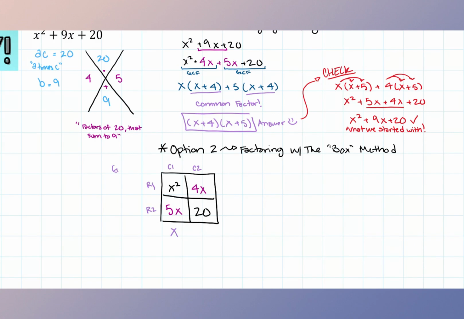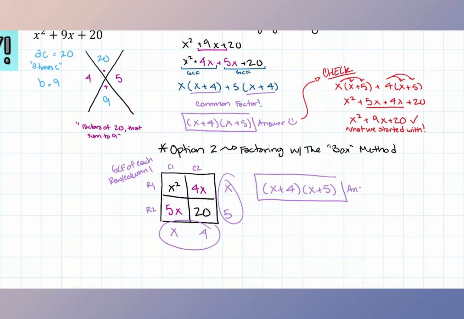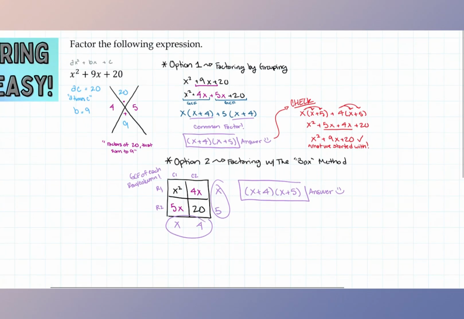Something I also like to do is I label the columns and the rows just so you know which one I am referring to. So column 1, we're going to take the GCF out of each column and row. So column 1, we can factor out of x squared and 5x an x. And out of column 2, between 4x and 20, we can take out 4. We're going to do that same process with the rows and we get x and 5. Those right there become your factors, which are x plus 4 and x plus 5. Exact same answer that we got in the first way we did it with grouping.